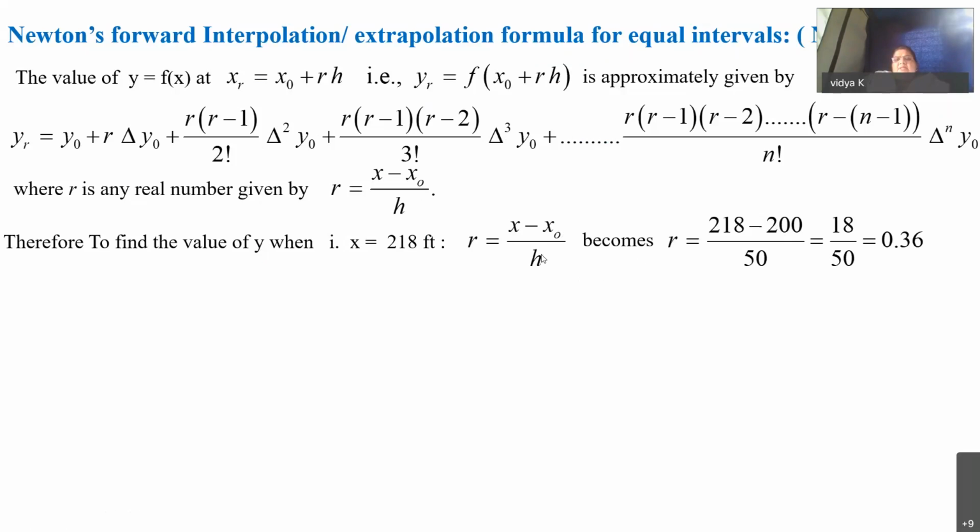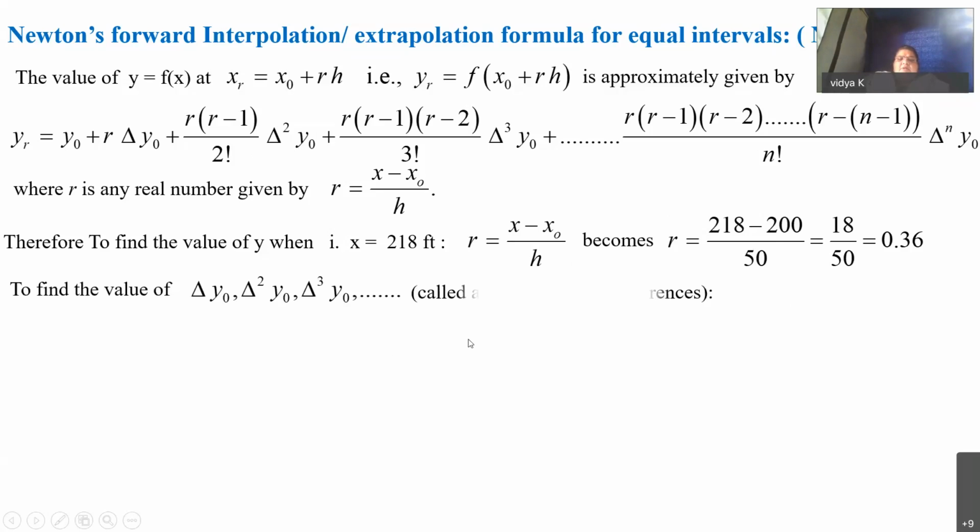Then h. What is h? The common difference between two consecutive values there. You check there, you get it as 50. Between every two consecutive values, the difference you get is the same there. Therefore, we are preferring NFIF here. So 50. So simplify, you get 0.36. Now you have to find what? In the formula, you got r now. Now you have to find y naught, delta square y naught, etc.